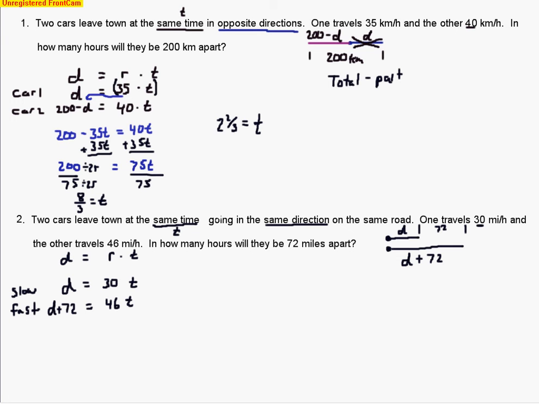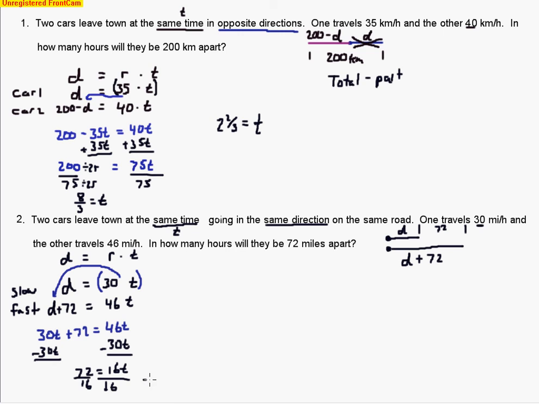We can go ahead and solve. So the way we'll solve is just by using substitution again. Take that 30t and let's put it in for D, the equation below. So now I've got 30t plus 72 equals 46t. And so I'm just going to do the opposite operation. Subtract that 30t from both sides. And when I do that, I'm left with 72 equals 16t. Divide by the 16, and we'll have our answer.